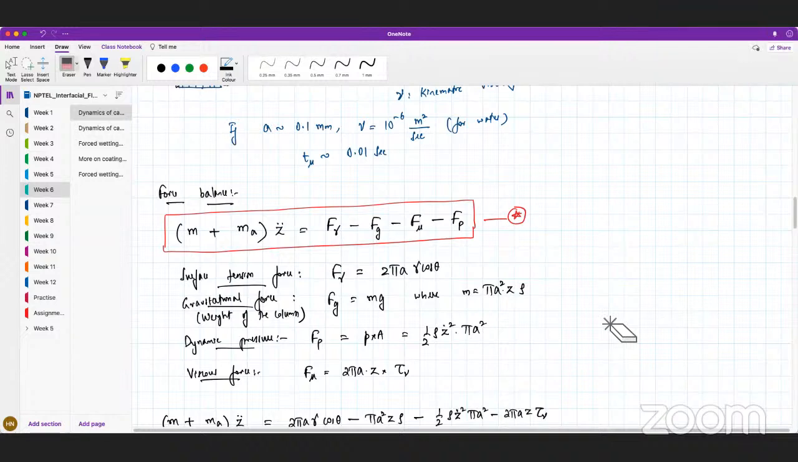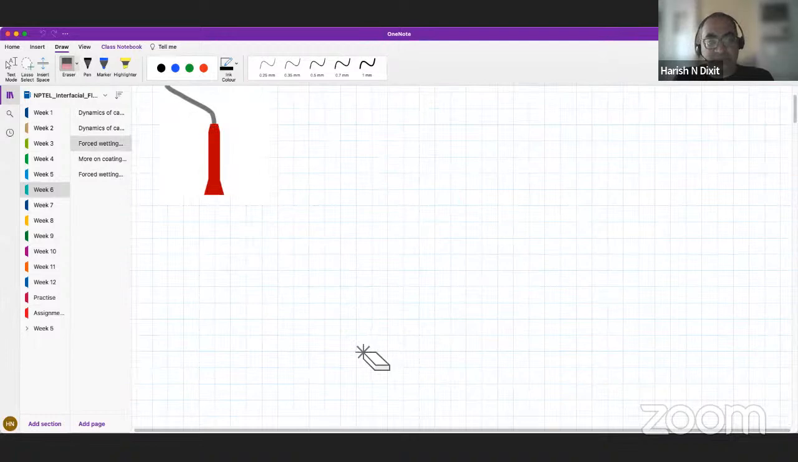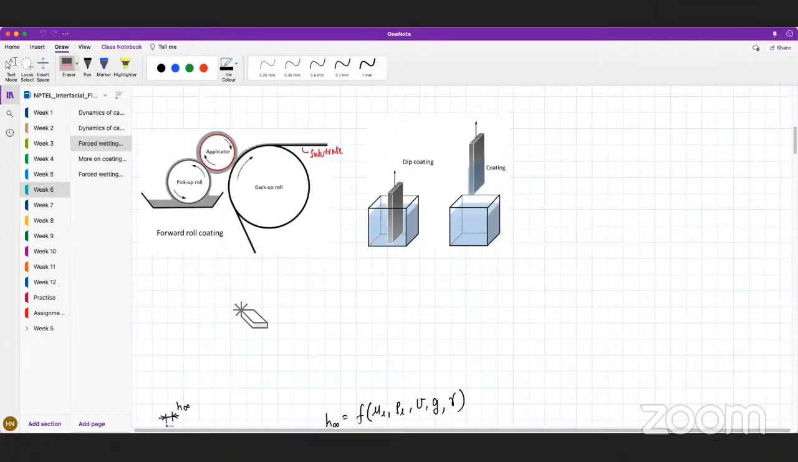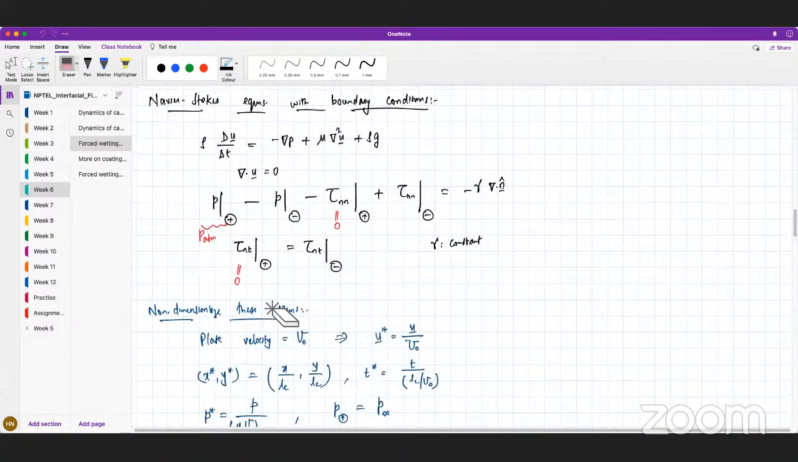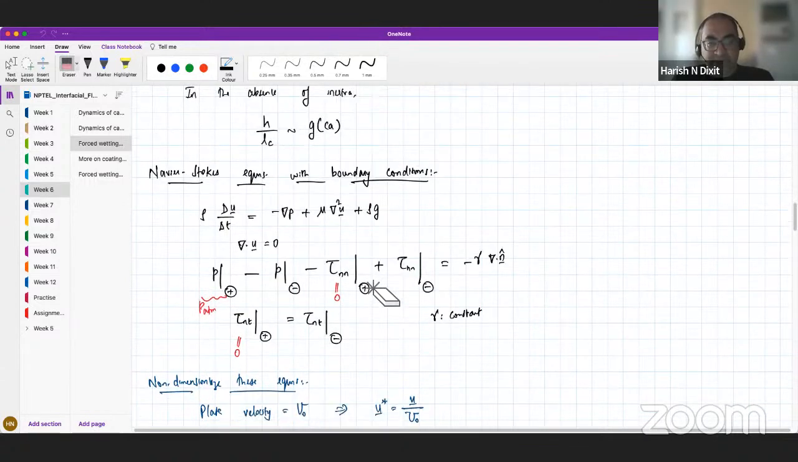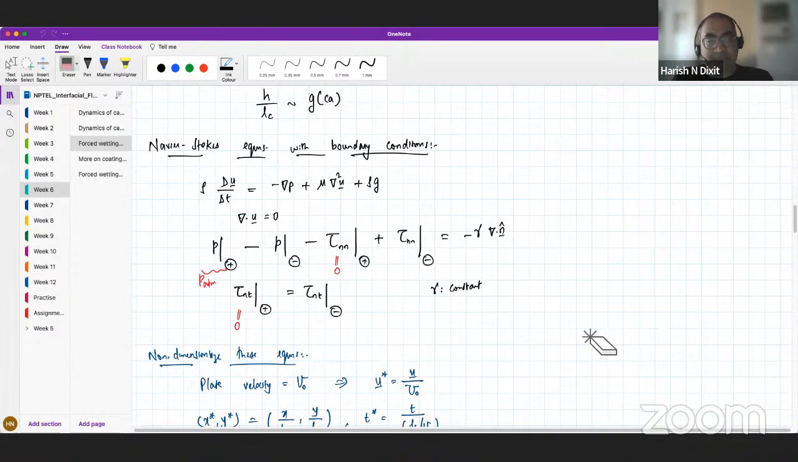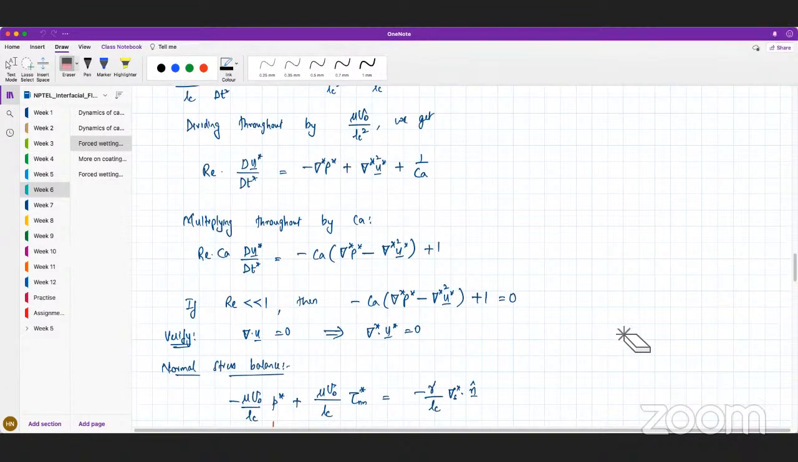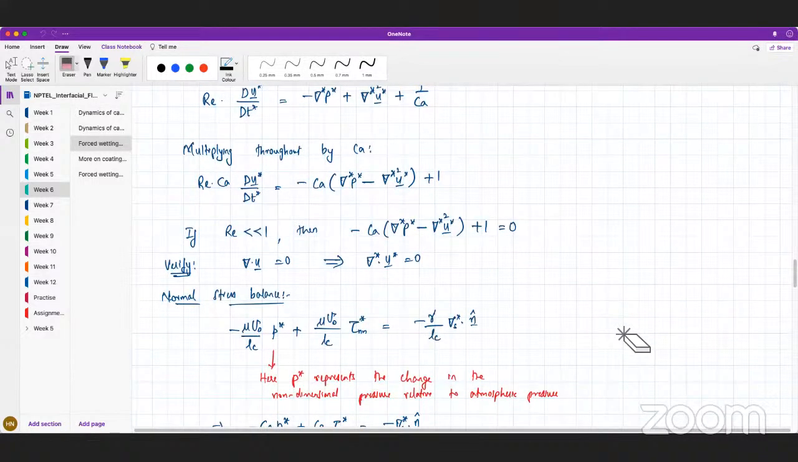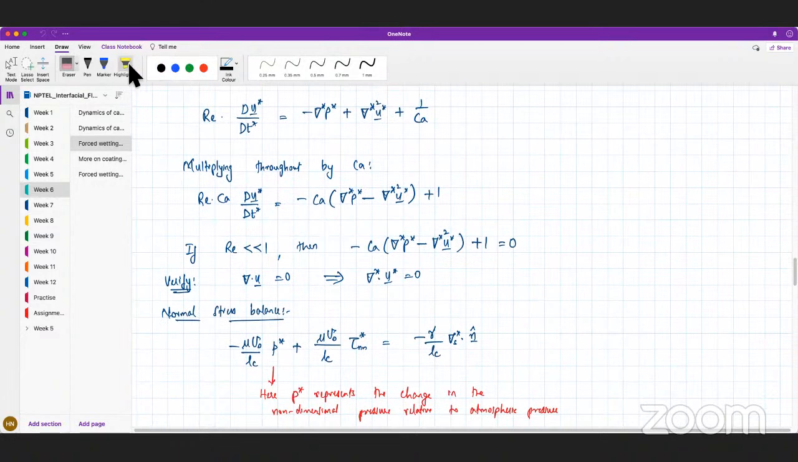Sir, in the forced wetting and coating flows, in the Navier-Stokes equation, in the boundary condition of non-dimensional form, here we will get the non-dimensional form. I'm just scrolling down the lecture. Please stop me where you see the right place. Yes, here only. The last term we get, multiplying throughout by Ca, we get Re du bar by dt equal to minus nabla star P. Yes sir, that equation.